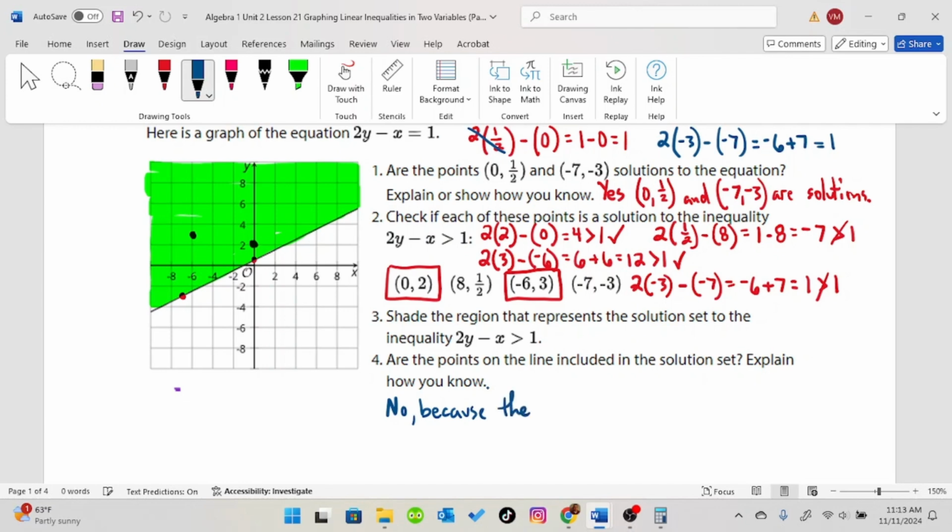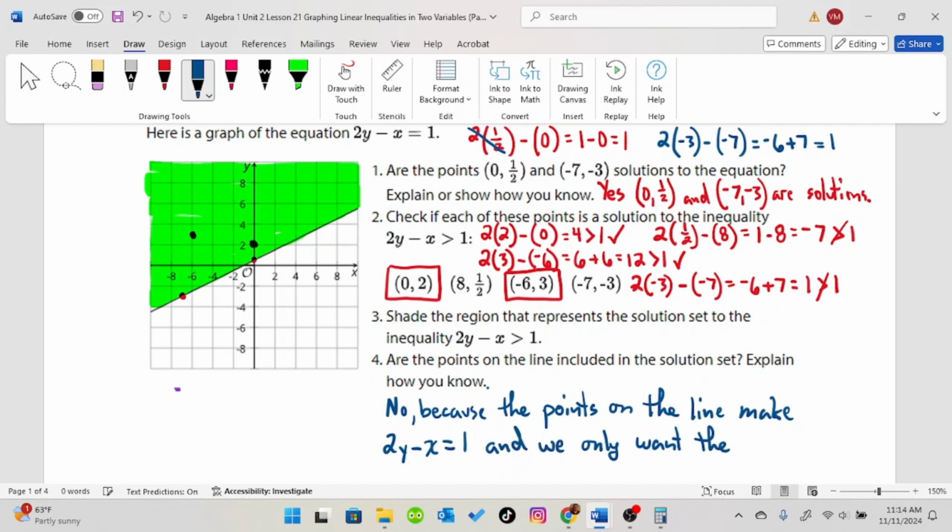because the points on the line make 2y minus x equal 1, and we only want the points that make 2y minus x greater than 1.